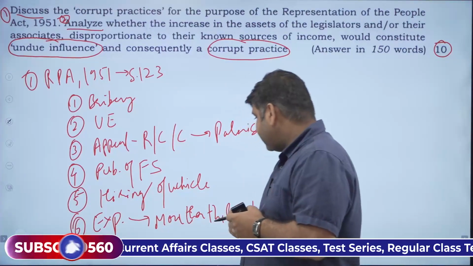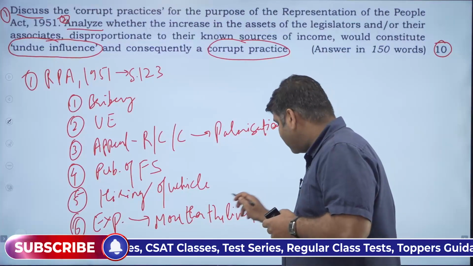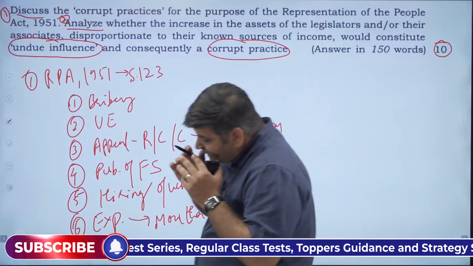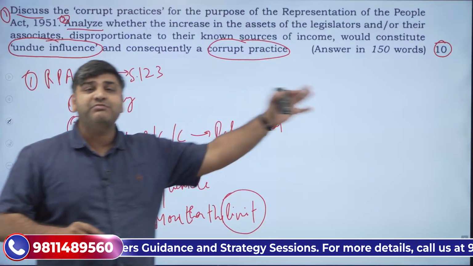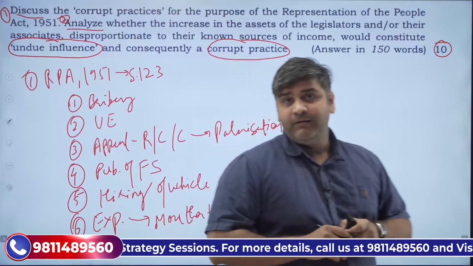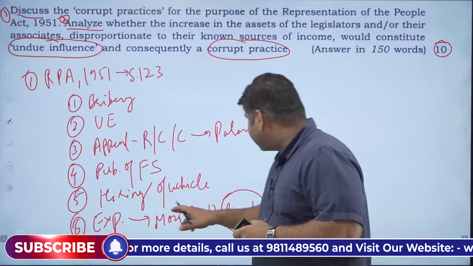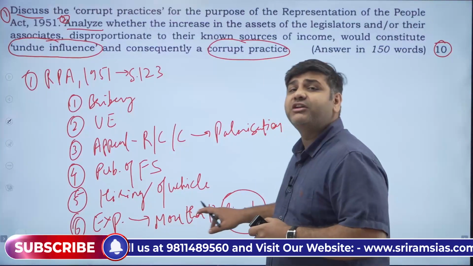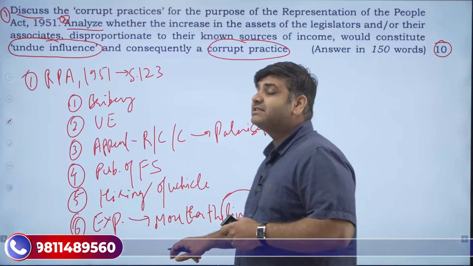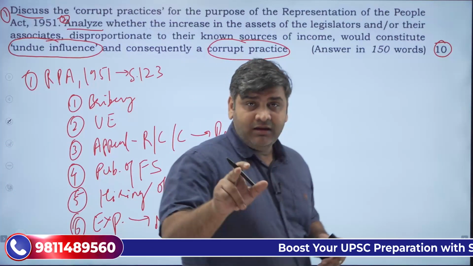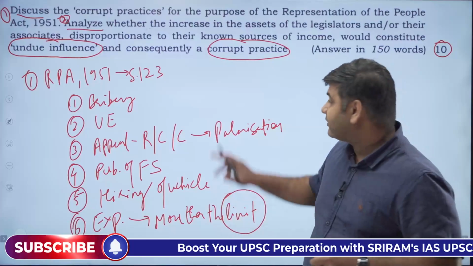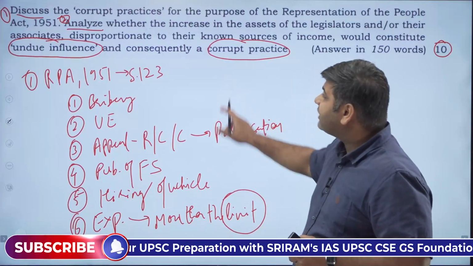Then comes expenditure more than the limit. Of course, several limits have been prescribed, beyond which you just cannot spend. And if a candidate goes beyond that expenditure limit, that will be considered as what? A corrupt practice under the Representation of People's Act 1952. I hope you are getting these. So these are a few corrupt practices.